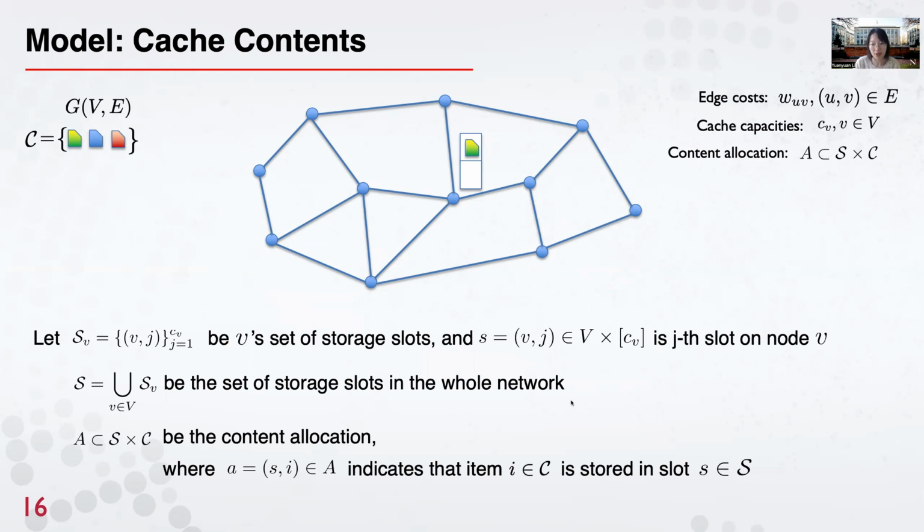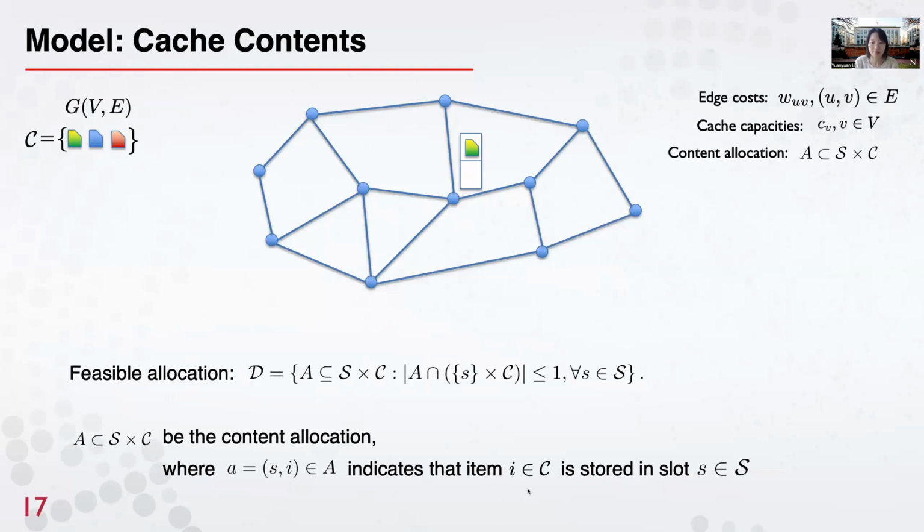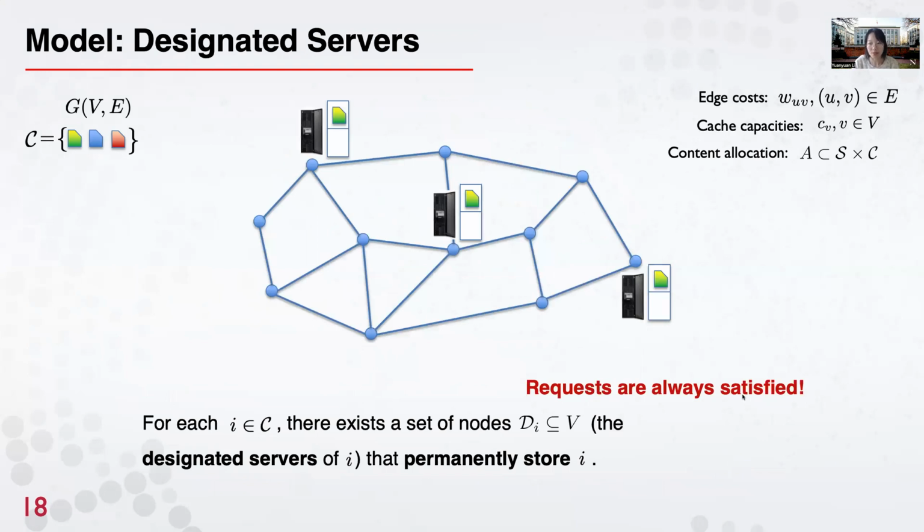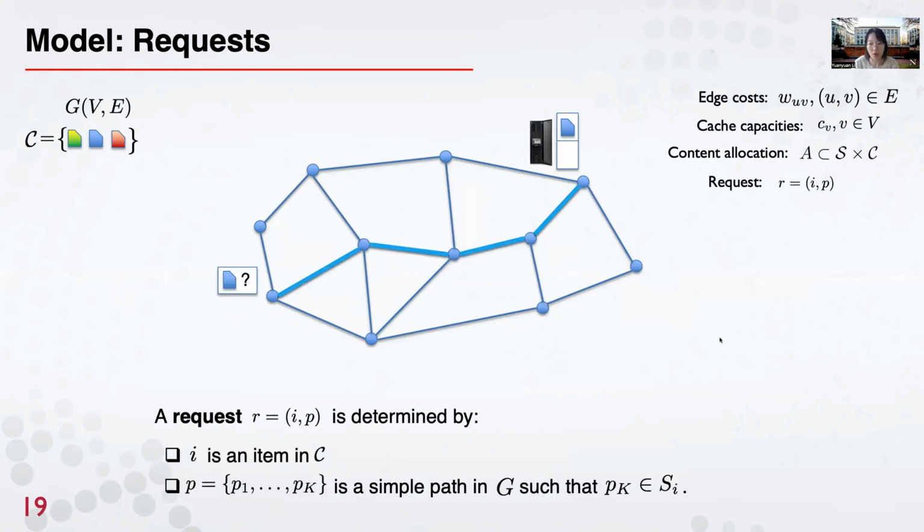We can then describe the content allocation by the set A, where each element a = (s, i) indicates that item i is stored in the slot s. The feasible allocation requires that each storage slot can only store one item, formulated by this constraint. There are some nodes that permanently store items, called designated servers. So no matter what the content allocation is, requests can always be satisfied, either by the caches or these designated servers. A request r is a pair of item i and path p. These paths are predefined, starting from the user to a designated server.